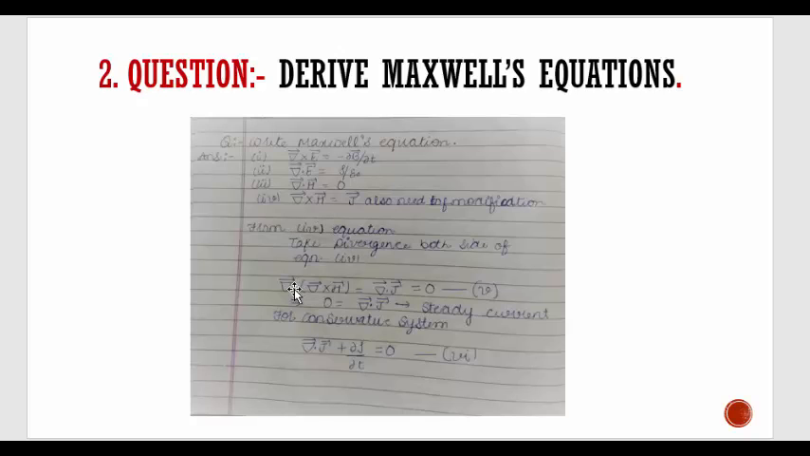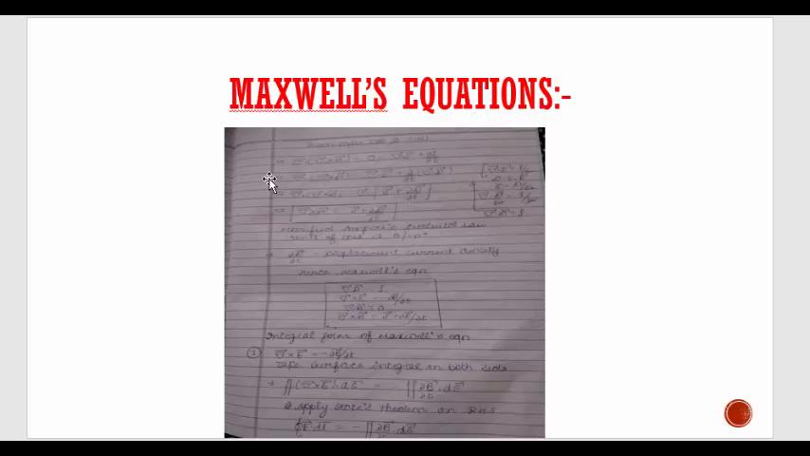After taking divergence, we get del dot del cross H is equal to del dot J. From the previous result which we found from the equation of continuity for steady current, del dot J is equal to 0. And for a conservative system, meaning conservation of charge, del dot J plus ∂rho/∂t is equal to 0. So this is equation number 5 and this is equation number 6. Simply we have to compare these two equations. After comparing, we get del dot del cross H is equal to del dot J plus ∂rho/∂t.